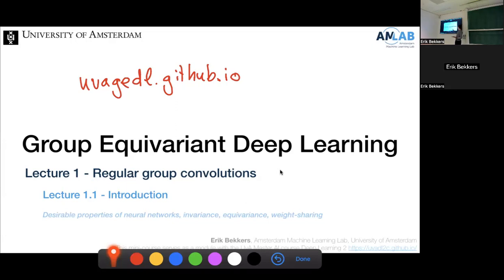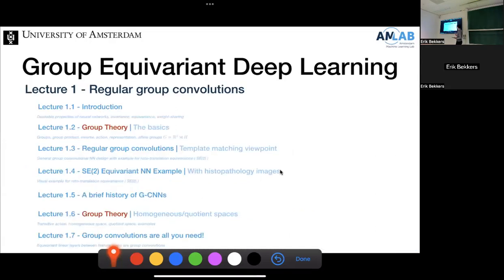So through this equivariance constraint, we can ensure certain properties. And this is important in many aspects, so I will go over that. But first, let's sketch an overview of lecture one. So I'll sketch a bit the importance of group equivariant deep learning. Then I'll go over the basics of group theory.